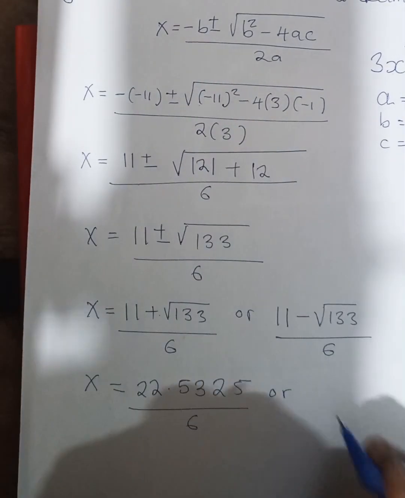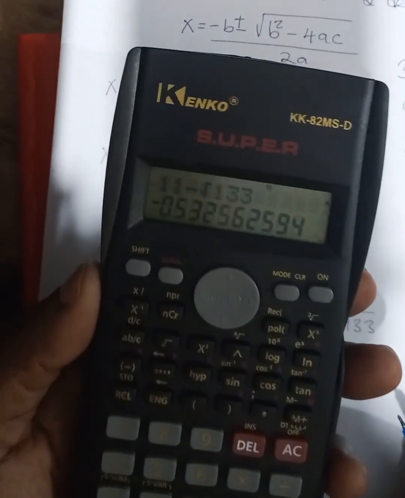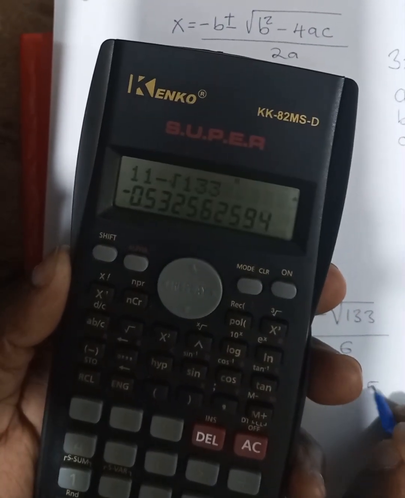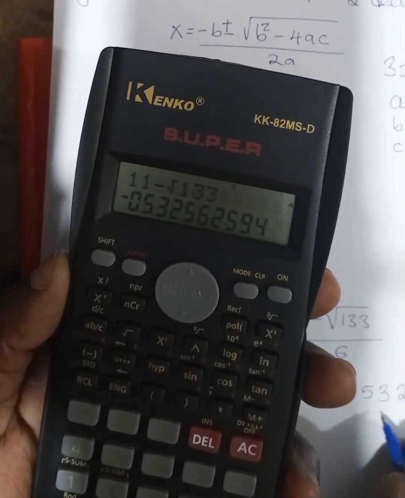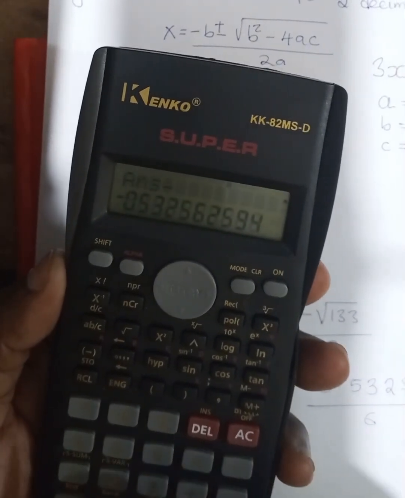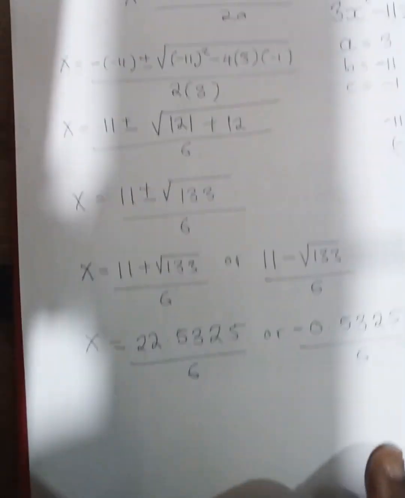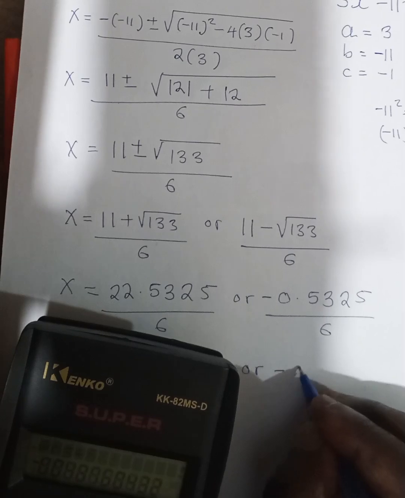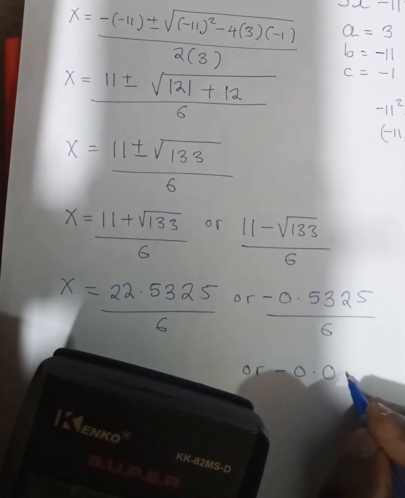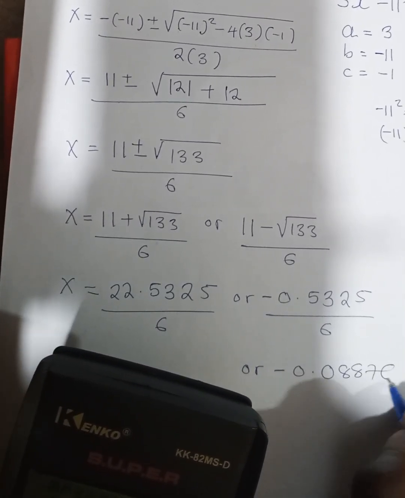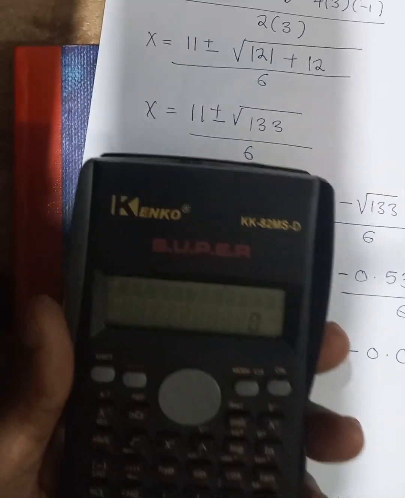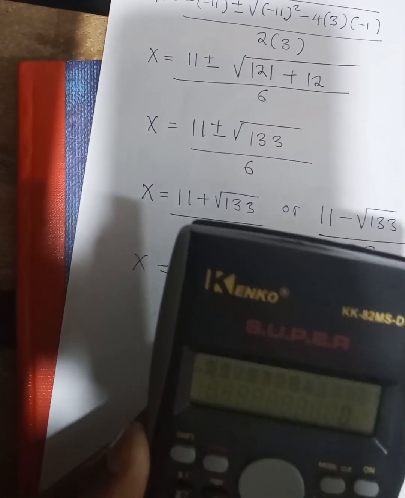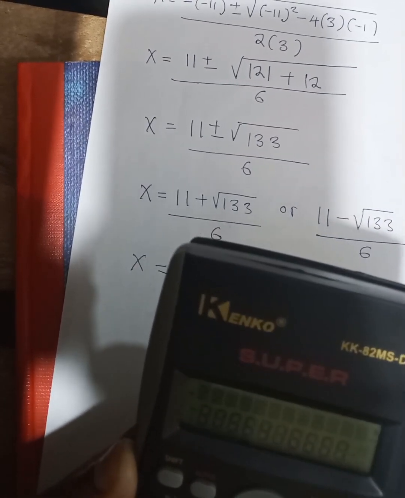Okay, I'm getting an answer which is negative. This is my answer there. So I have negative 0.5325, then over 6. Let me divide this with 6. I'm getting my final answer, negative 0.08876. Then on the other side, 22.5325, I divide with 6. I'm getting 3 point.